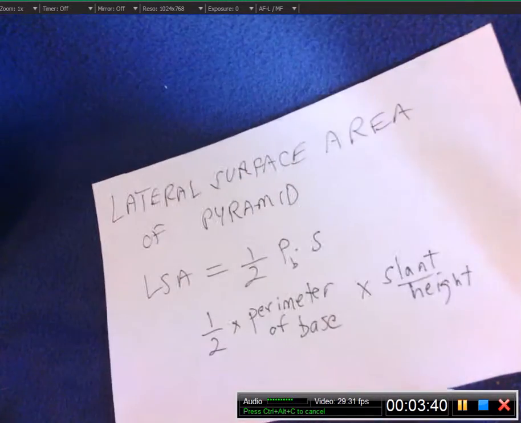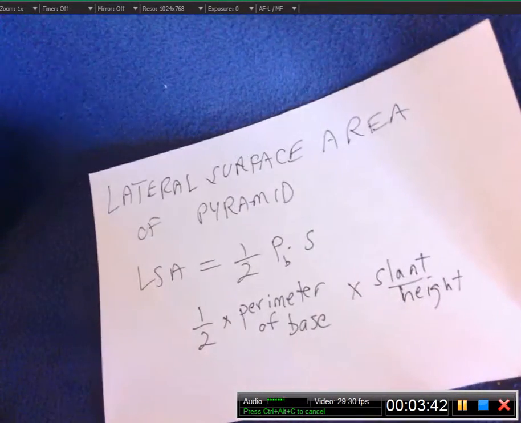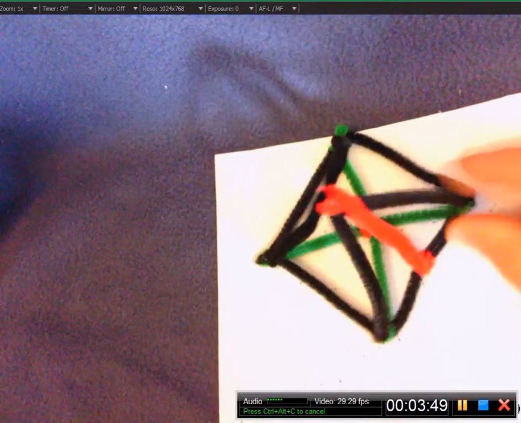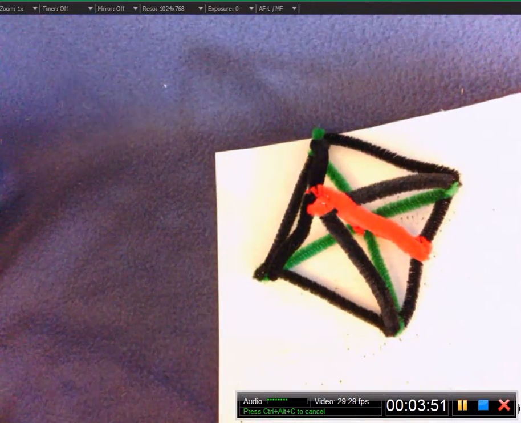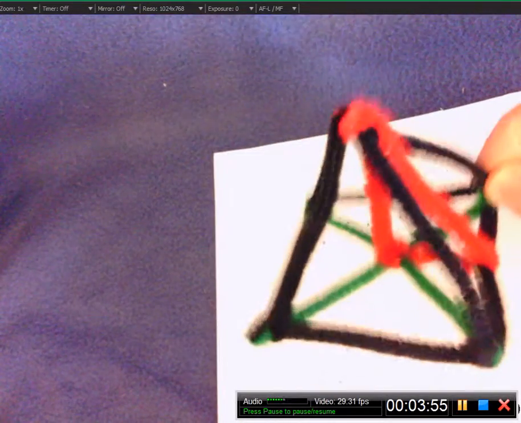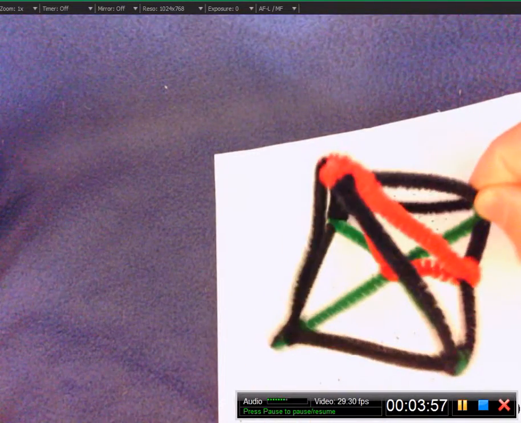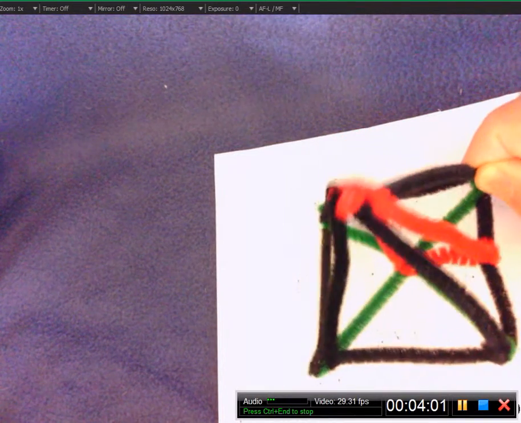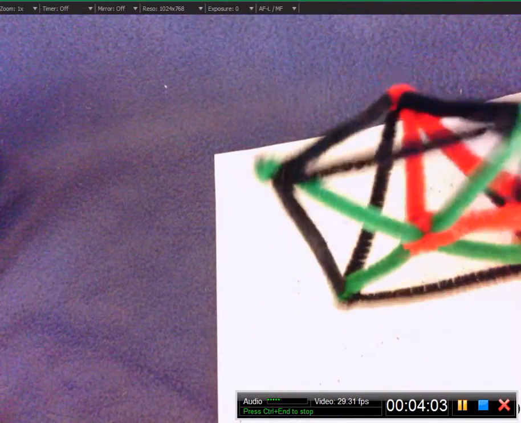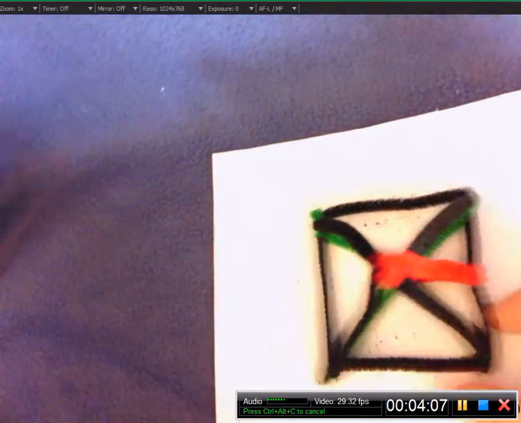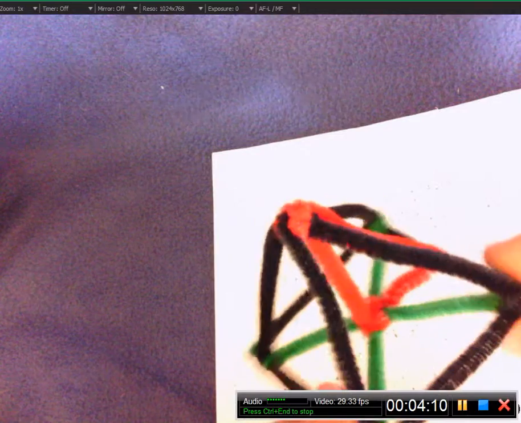If we want to calculate the volume, we would need to know the actual height of the pyramid. And to do that, we would have to use the Pythagorean theorem to calculate the height. So here's a pyramid, okay? The edges of the pyramid are in black. The diagonals of the base are green. And the red is the little triangle we have to look at in order to use the Pythagorean theorem.